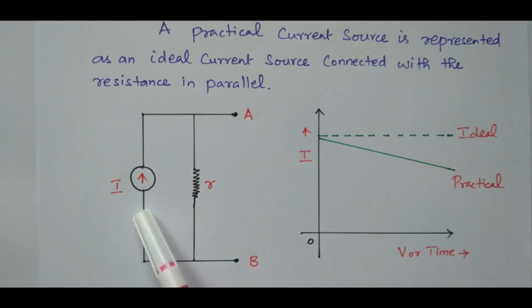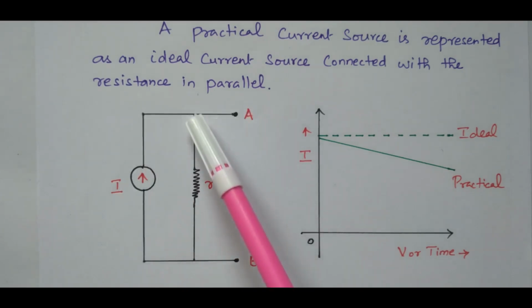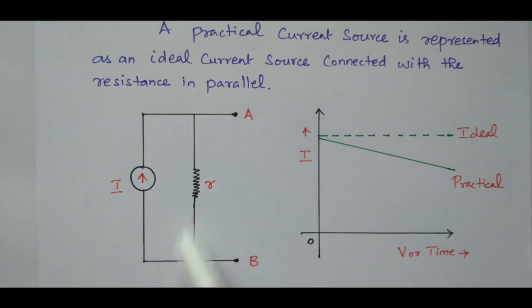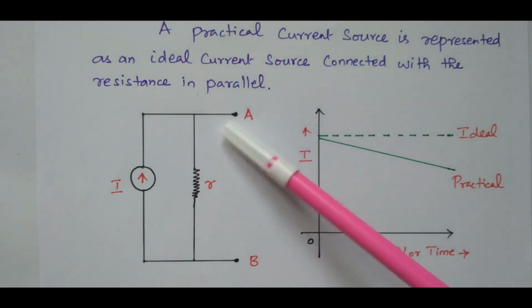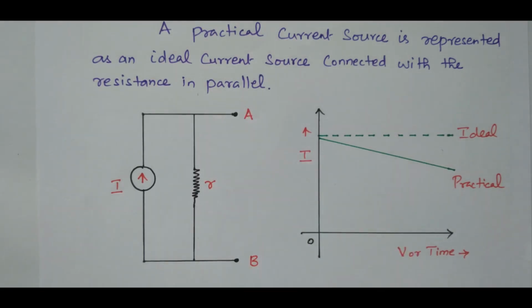The current is flowing from the current source to the terminal A. Due to this resistor, some amount of current will be drawn by this resistor, so the net current will decrease. When the voltage increases, the net current to the terminal will decrease. So that is represented by this diagram.